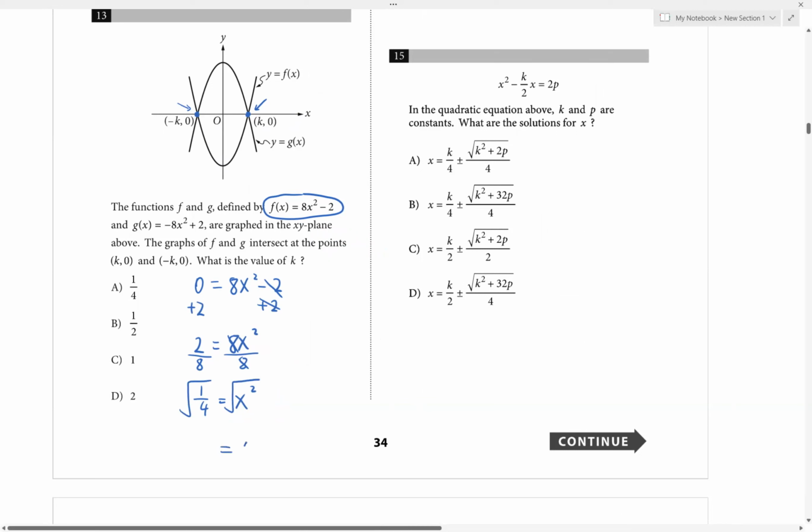So we get x equals the square root of 1/4, which is 1/2, because 1/2 times 1/2 is 1/4. And technically we get plus or minus, because we took the square root on both sides. When we solve the equation, we get plus or minus 1/2. So there are two solutions, and if you relate it to this question, it makes sense, right? Because we have two solutions here, one at k comma 0 and one at negative k comma 0. So we know that's the plus or minus 1/2. Either way, the k value should be 1/2, and that's letter B for question 13.